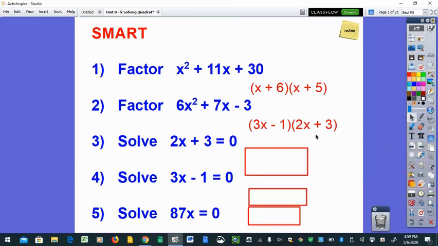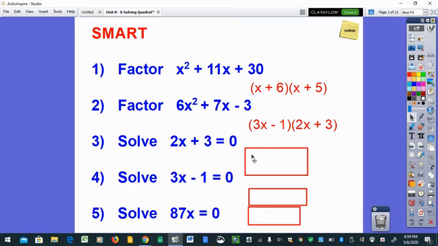So if we look at the outer, this is going to give us a positive 9x, and the inner is going to be a negative 2x, and 9x plus a negative 2x will give us that positive 7x. So there is the factoring that we did in the first half of Unit 8.